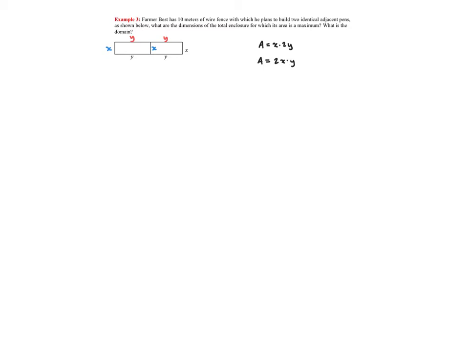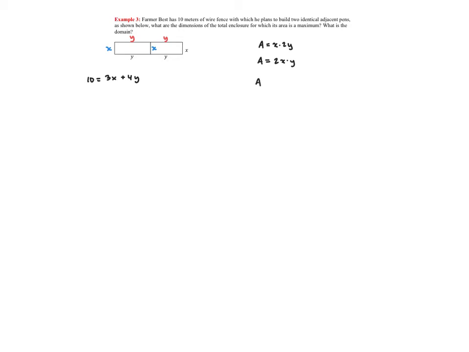Now, we know that you have 10 meters of fencing. This is a really small pen. There must be some small children inside this pen, I don't know. But 10 would equal 3x plus 4y. In order to create this enclosure, that's what it must be.